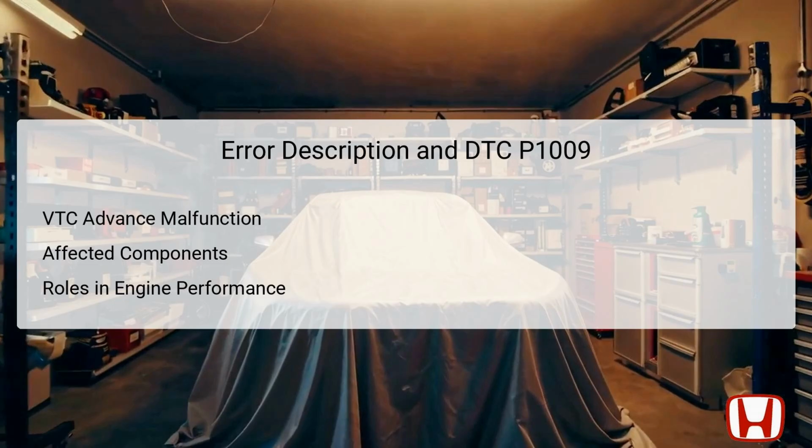The VTC strainer acts as a filter to prevent debris from entering sensitive engine components. Its location is typically close to the VTC actuator, ensuring that only clean oil is delivered, which is essential for the timely operation of the VTC system.